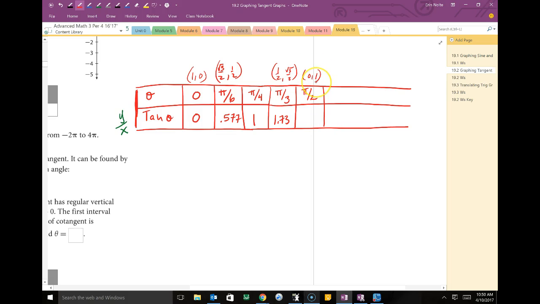Moving along, we then hit pi over 2, and at pi over 2, the ordered pair is 0, 1. So what is 1 divided by 0? Undefined. Oh my gosh. Undefined. Okay, so star this one because that one is going to become incredibly important here.